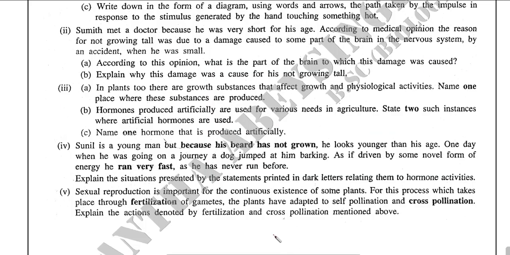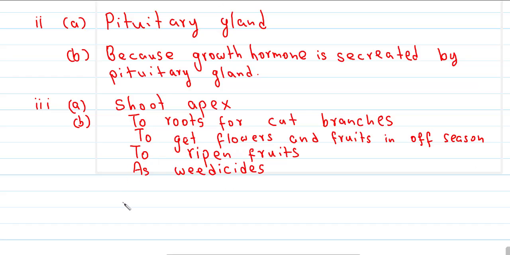And the next one: name one hormone that is produced artificially. There are many, children, right? Artificial hormone, A, B, C. Not only one, I write a few for you. C, IAA. That means indole acetic acid. For the exam, writing IAA is enough, right? Acetic acid.